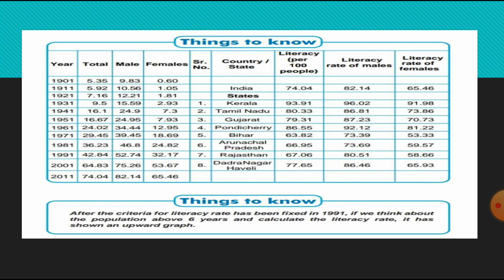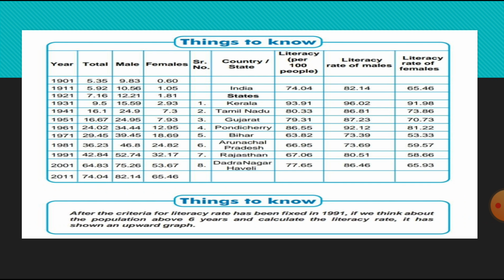First comes Kerala, with total literacy of 93.91, literacy rate of male 96.02, and literacy rate of female 91.98. India is 74.04, and the male literacy rate is 82.14, and the literacy rate of female is 65.46. And they have shown Tamil Nadu, Gujarat, Pondicherry, Bihar, Arunachal Pradesh, Rajasthan, and Dadra Nagar Haveli.